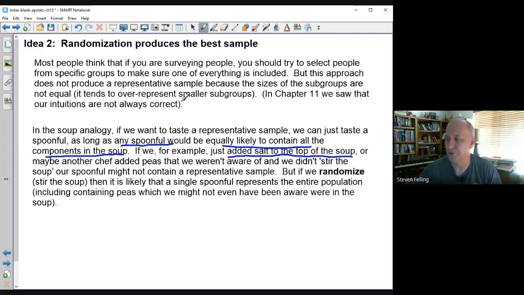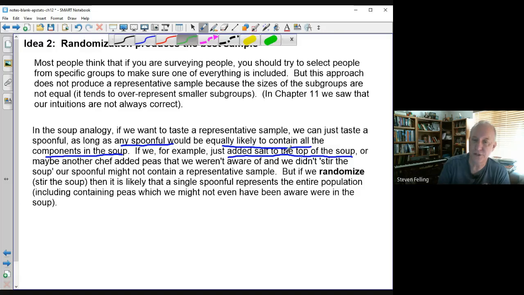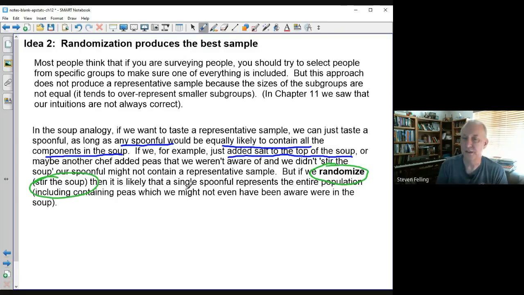But the good news is there's a really easy way to make sure that we include everything in the soup, the stuff that we know about and the stuff that we don't know about. And that's just to randomize: stir up the soup really well so that any single spoonful is likely to get an even balance of the contents that are in the soup, both the things we know about as well as the things that we don't know about. You would want to make sure that your spoon is big enough to get one of everything, but you don't have to know ahead of time what's in the soup as long as you randomize the sample. So randomness is going to turn out to be really important to get a good unbiased sample.